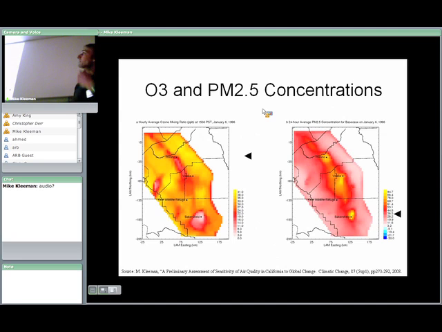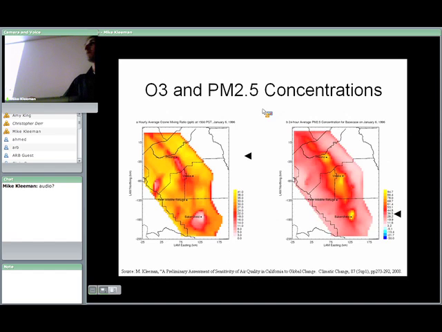Okay, so these are the base case ozone and PM2.5 concentrations in Central California. The vertical scale here is ozone in parts per billion. The vertical scale on the right-hand side is for the particles, PM2.5 concentrations in micrograms per cubic meter. Again, I tried to put arrows where the health-based standards are.